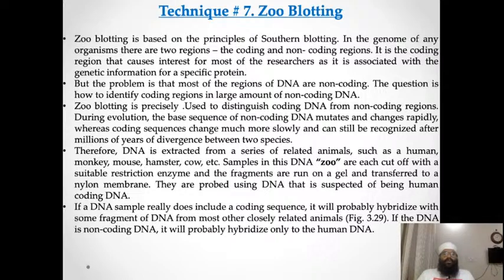So zoo blotting is precisely used to distinguish coding DNA from non-coding regions. During evolution, the base sequence of non-coding DNA mutates and changes rapidly, whereas the coding sequence changes much more slowly and can still be recognized after millions of years of divergence between two species.